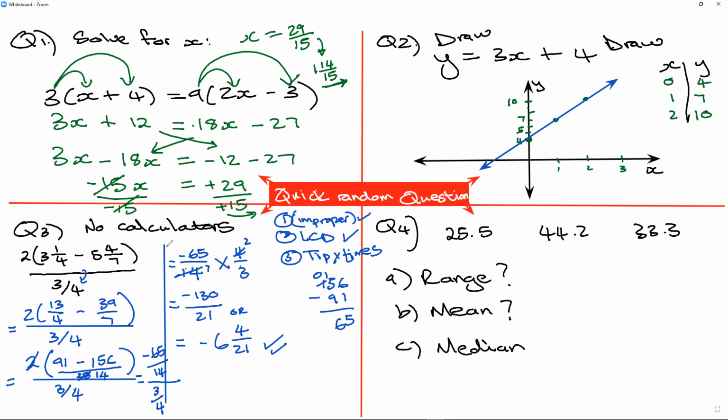Lots of working out there in a small space of time. You're going to use your LCDs, accuracy, etc. And it's a very good skill to have. Okay, let's go to question 4.